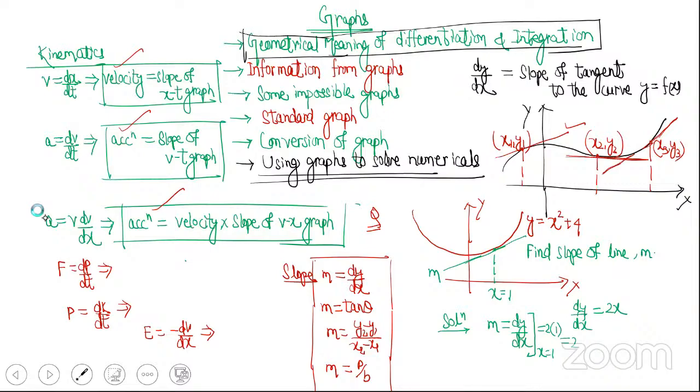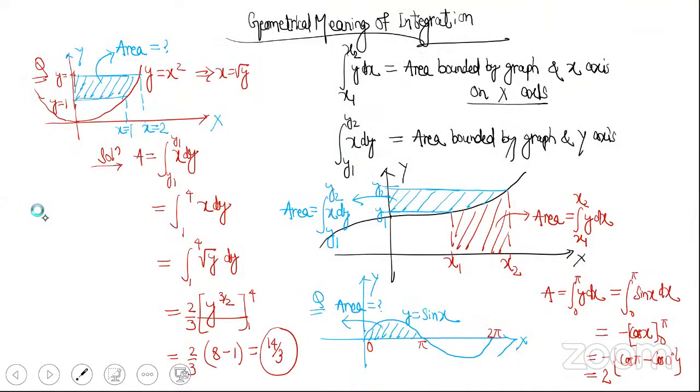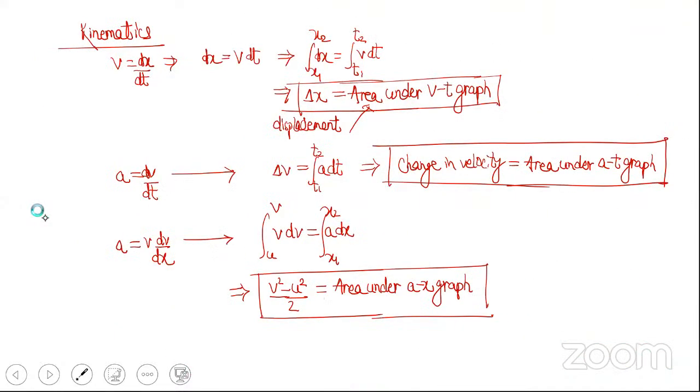Similarly, I had said that the meaning of integration is area. So wherever you see formulas related to integration, like we have v equal to dx by dt, delta x can be written as integration v dt. So delta x is area under vt graph.